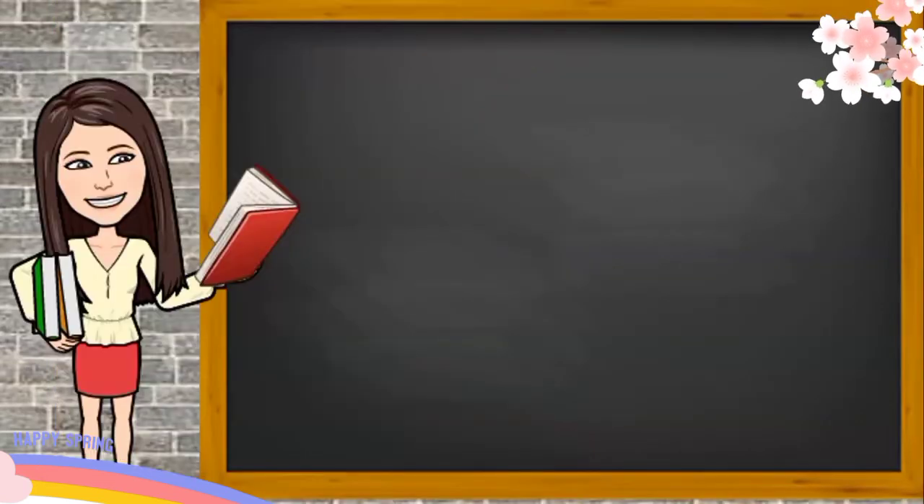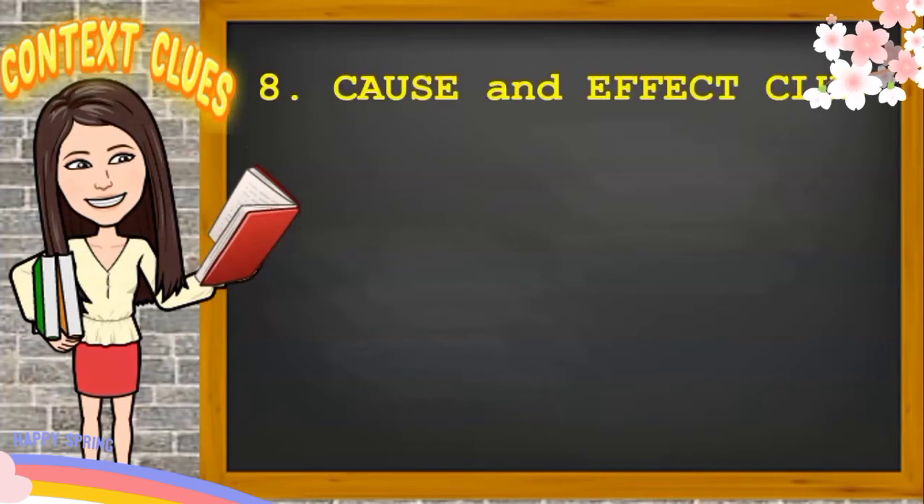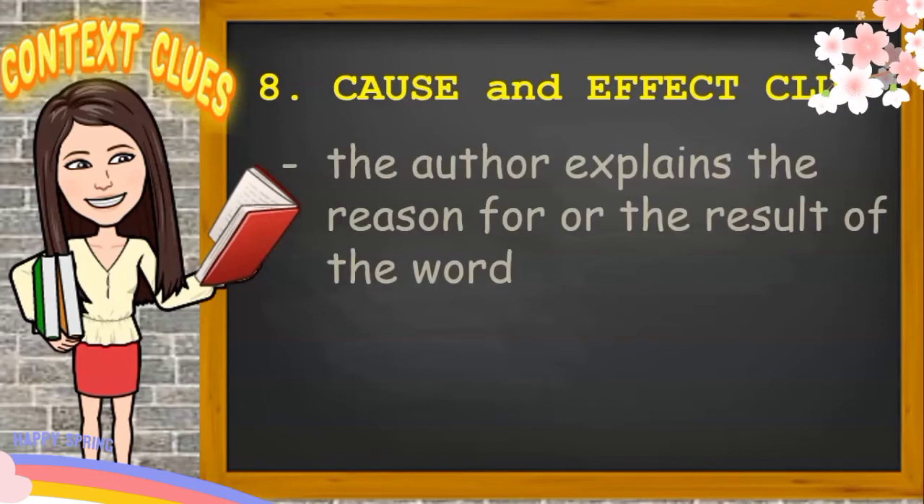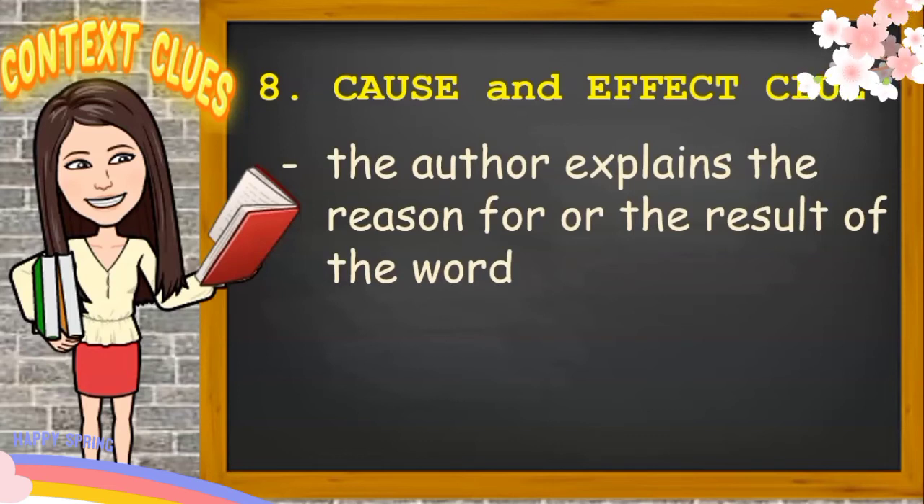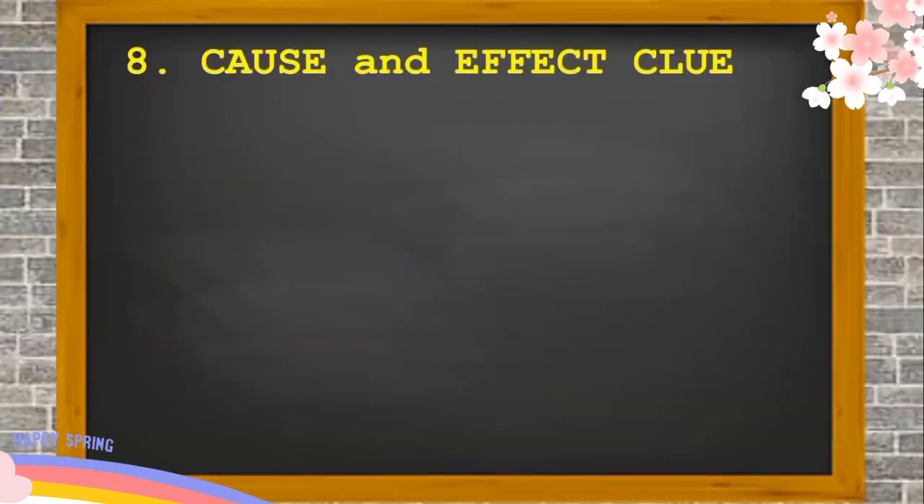Now let us talk about the last type of context clues. Now for number 8, we have cause and effect clue. In this type of context clue, the author explains the reason for or the result of the word. The words like because, since, therefore, thus, and so may be used as the signal words to say that we are using cause and effect clue. Here is an example of a sentence using cause and effect clue.